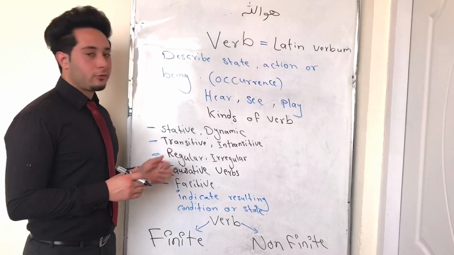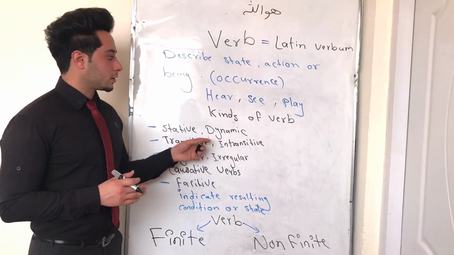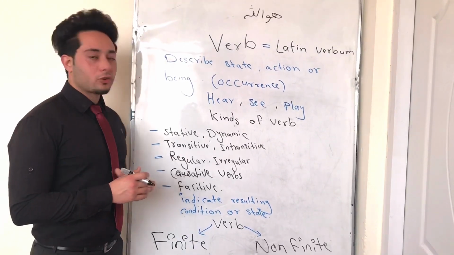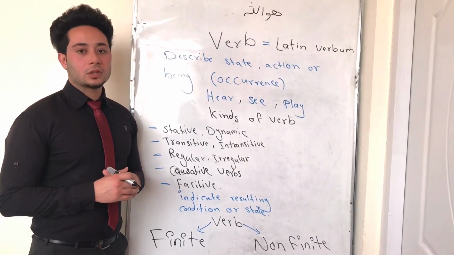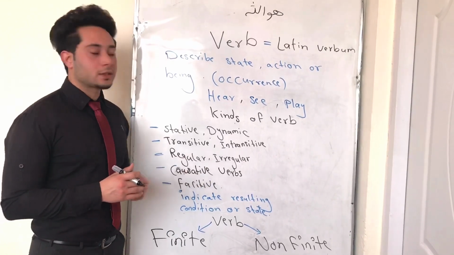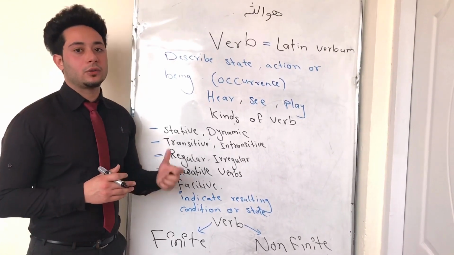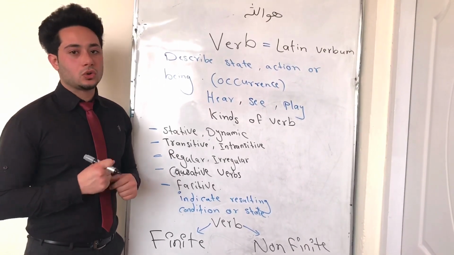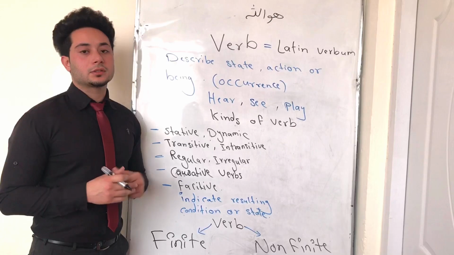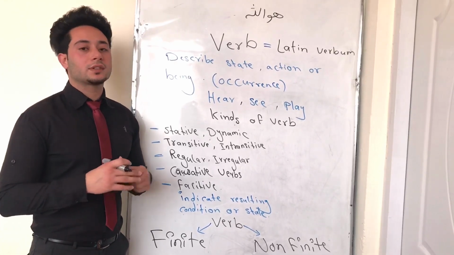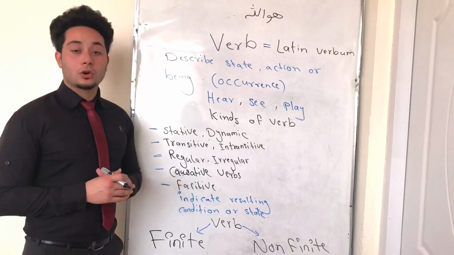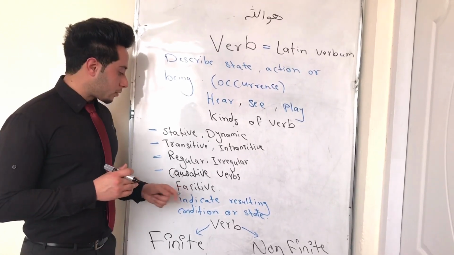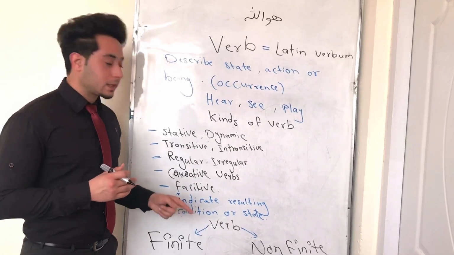For example, stative verbs talk about the state of an action. Dynamic verbs talk about duration and also about actions. Transitive verbs are those that talk about actions with a receiver, and intransitive verbs are those that talk about an action without any receiver. Regular verbs are those that accept the rules, and irregular verbs are those that do not accept any rule. Causative verbs are those that cause someone else to do or to be something. And what are facilitative verbs? Facilitative verbs indicate a resulting condition or state.